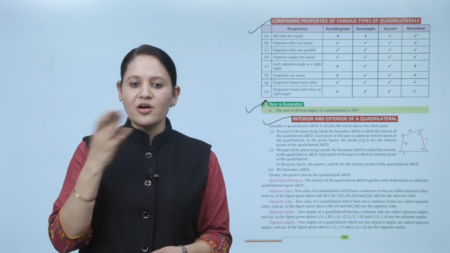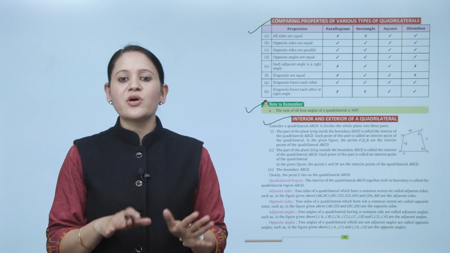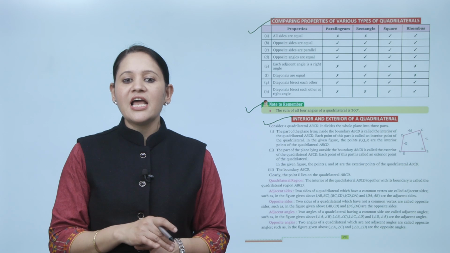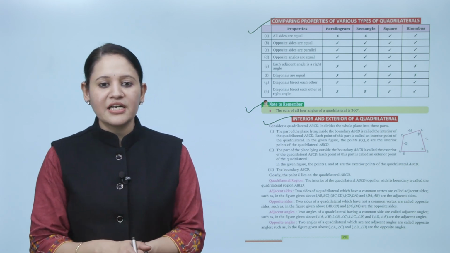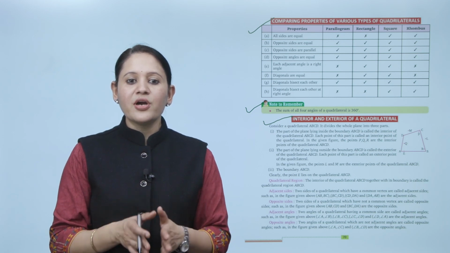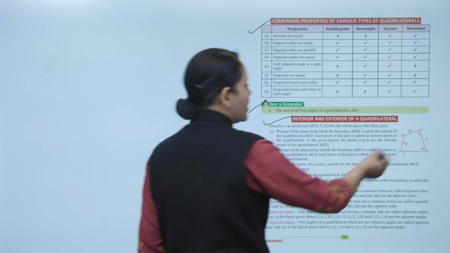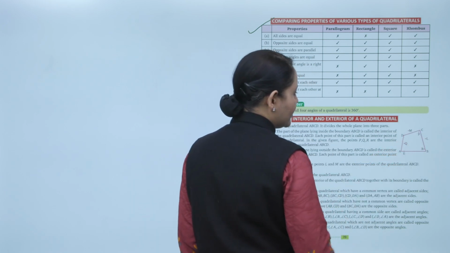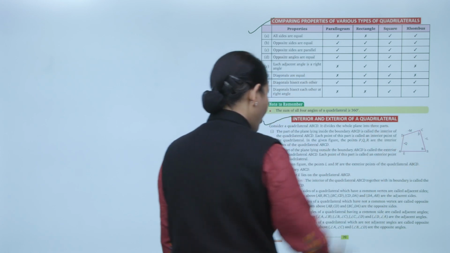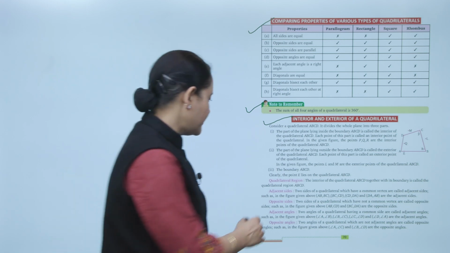The part of the plane lying outside the boundary ABCD is called the exterior of the quadrilateral. Each point of this part is called an exterior point of the quadrilateral. In the given figure, the points L and M are the exterior points of the quadrilateral ABCD. The boundary ABCD, clearly the point E lies on the quadrilateral ABCD. Here, the points P, Q, R are interior, M and L are exterior, and point E is on the quadrilateral. Clear? Next is quadrilateral region.